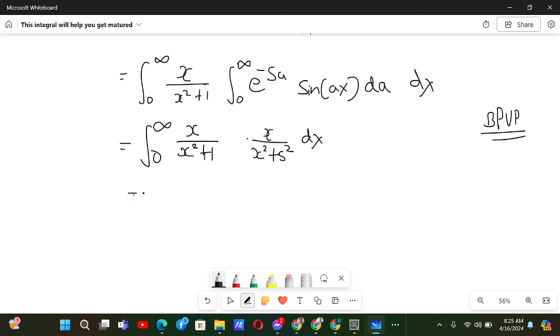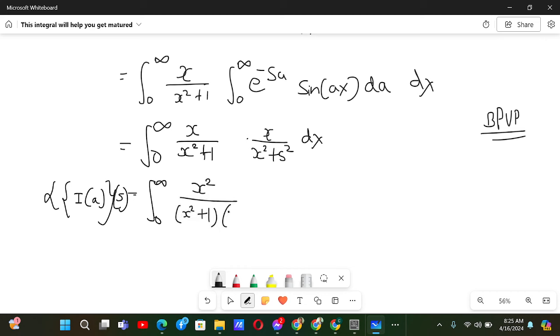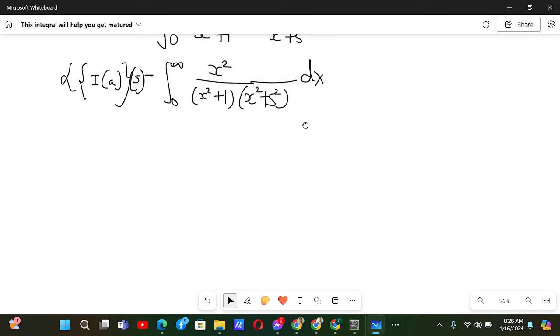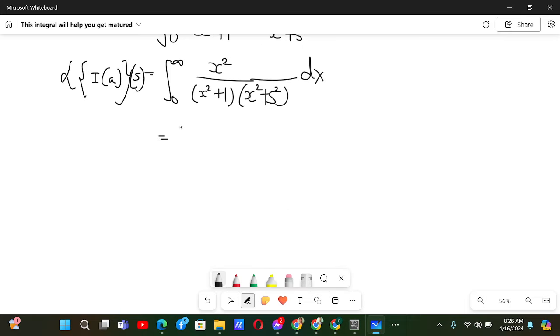Now after this, it has become really easy. Also note that this is the Laplace transform of I of a in the world of s. Now we have x square by x square plus 1, and then x square plus s square, and dx. Now you can just use partial fractions. This will be integral from 0 to infinity.